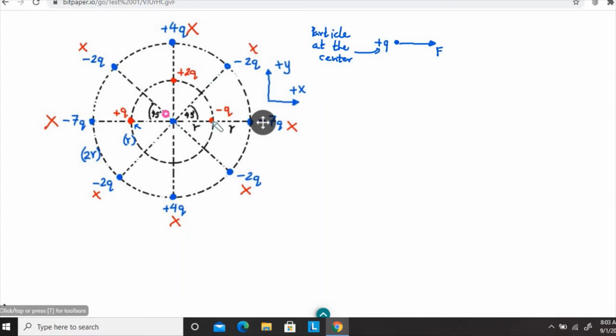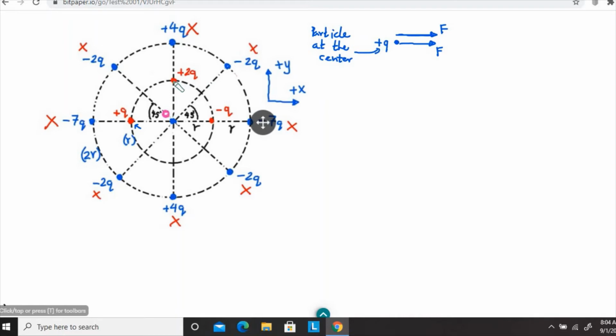Similarly, you can see there's a negative Q charge on the right hand side of this particle at the center. That's going to exert an attractive force on the particle at the origin. And you can see it's the same magnitude. The distances are the same, the charges are also the same. Only their polarity changes. So it's going to attract, and that force is also in the same direction like that, and I can call that F.